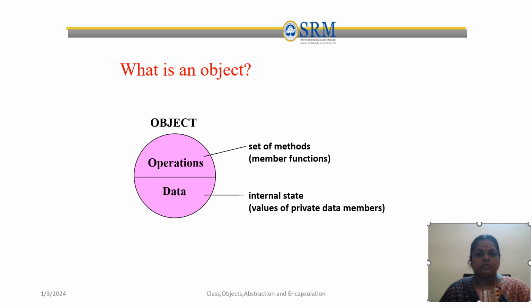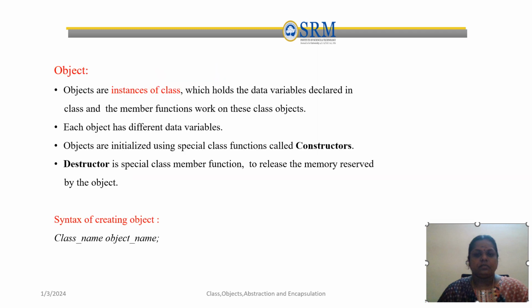And what is an object? An object consists of both operations and data. The set of methods are called member functions. And what is the data? Internal state: values of private data members. So objects are instances of a class which holds the data variables declared in the class, and member functions work on these class objects. The syntax is class name and object name. By that we are writing the syntax.